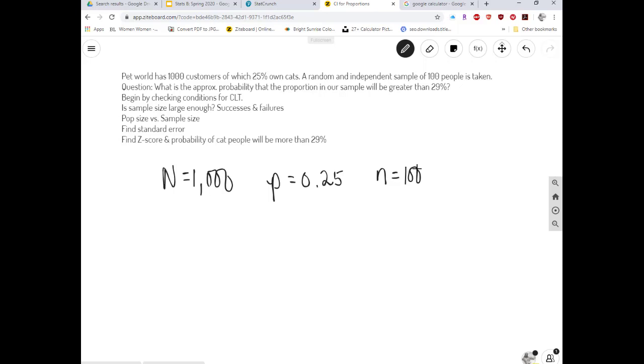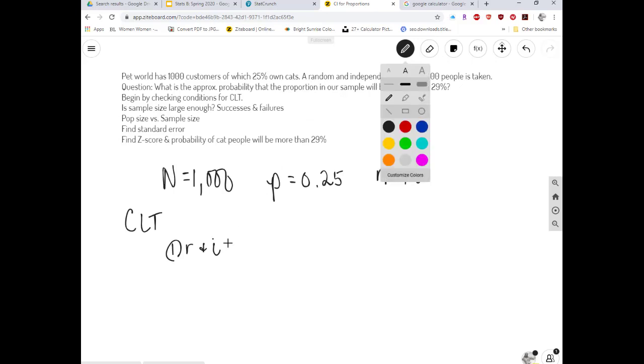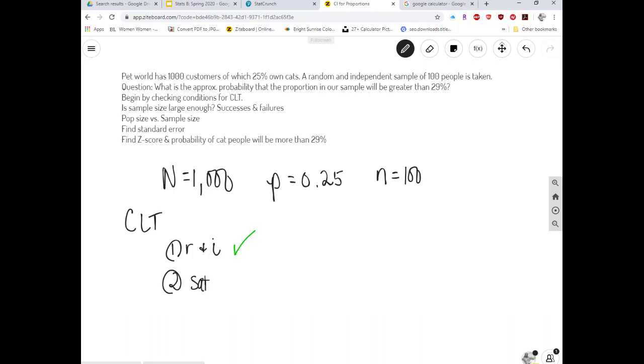Okay, so let's start by checking the conditions of the central limit theorem, because it doesn't say anywhere in here that it's a normal distribution. So first one, is it random and independent? And yes, it is. So we're going to say check. Next one is we're going to go ahead and check our sample size. And I need the successes and failures to be greater than or equal to 10. So the first one I'm going to check is my successes. So I want to take the 100 people times 0.25, right?